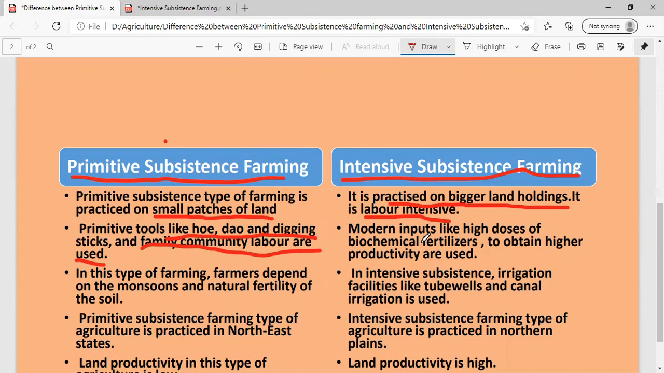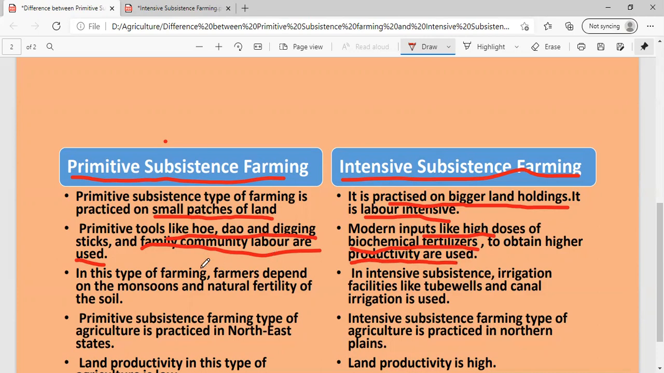In intensive subsistence farming, people are using modern inputs like biochemical fertilizers. Naturally available fertilizers they are using, and why are they using them? For getting higher output, to obtain higher productivity. What do you mean by higher productivity? From a piece of land, how much output we are producing. A single piece of land, how much output you can get. That is what we call productivity.